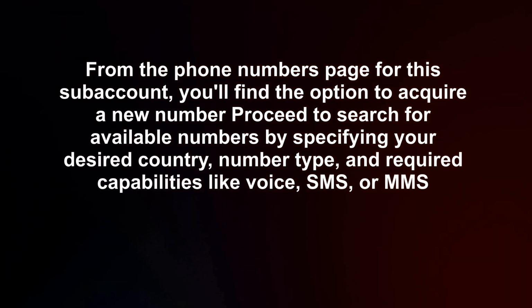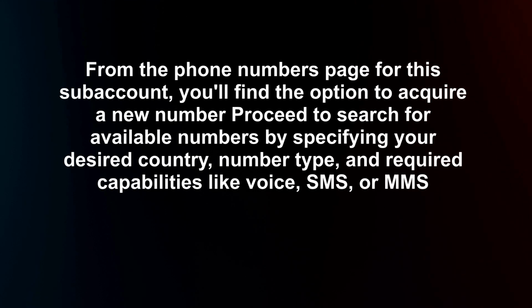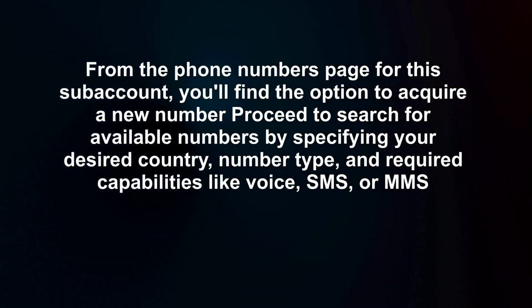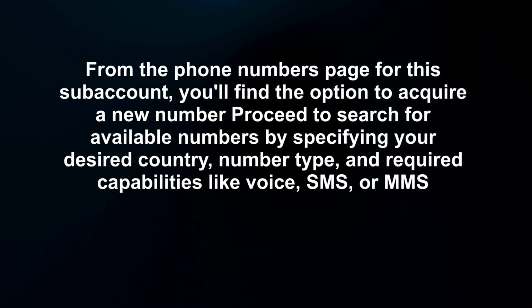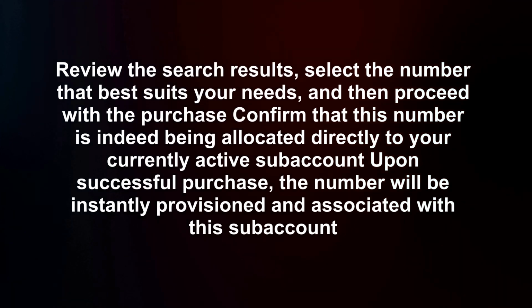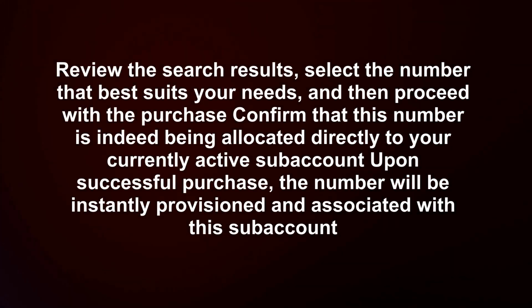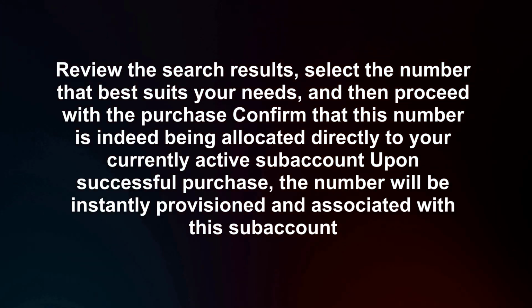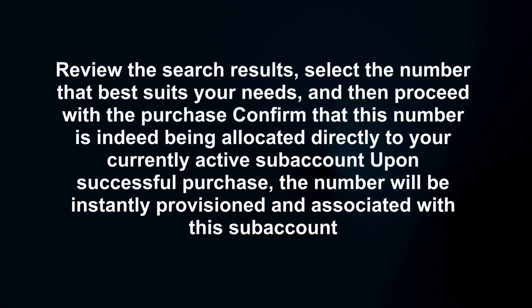Proceed to search for available numbers by specifying your desired country, number type, and required capabilities like voice, SMS, or MMS. Review the search results, select the number that best suits your needs, and then proceed with the purchase. Confirm that this number is indeed being allocated directly to your currently active Subaccount.